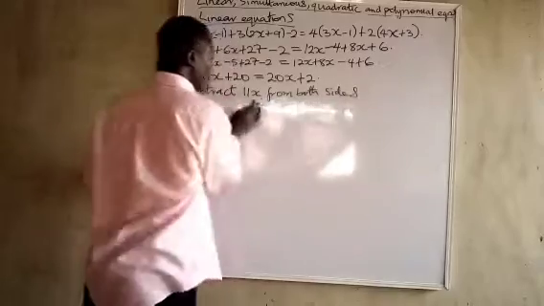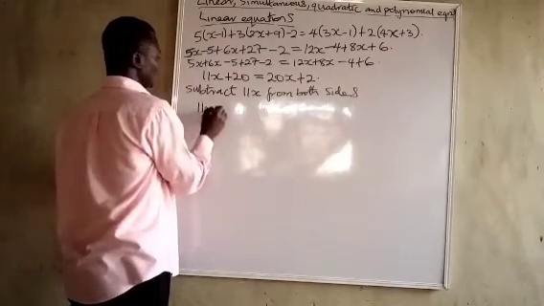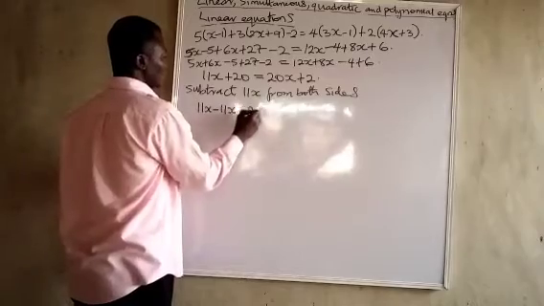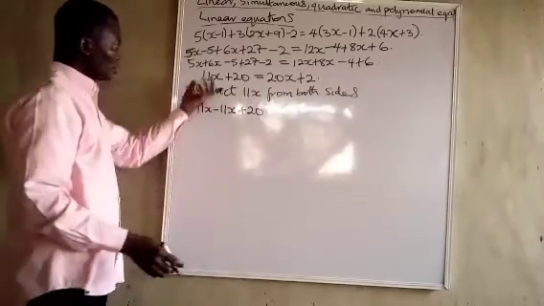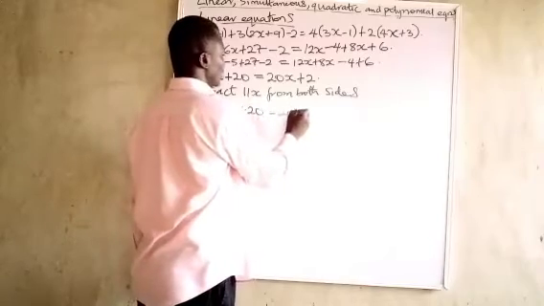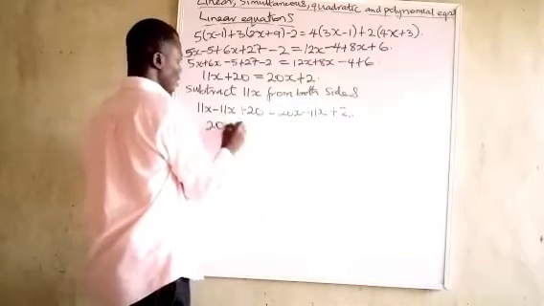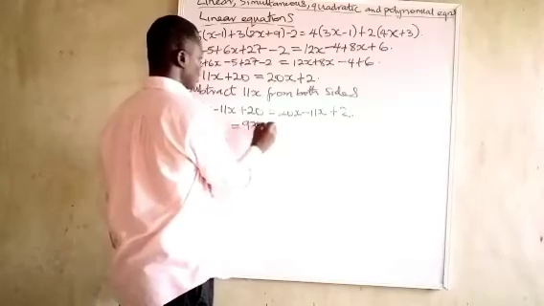You can see I am the one bringing in this operation into the equation. So I have 11x minus 11x plus 20. This one is to neutralize this one so that I have all the x on one side. Is equal to 20x minus 11x plus 2. So what do I have? I have 20 is equal to 9x plus 2.